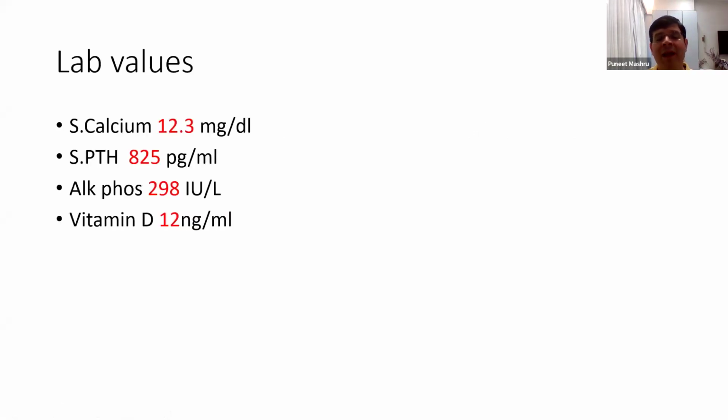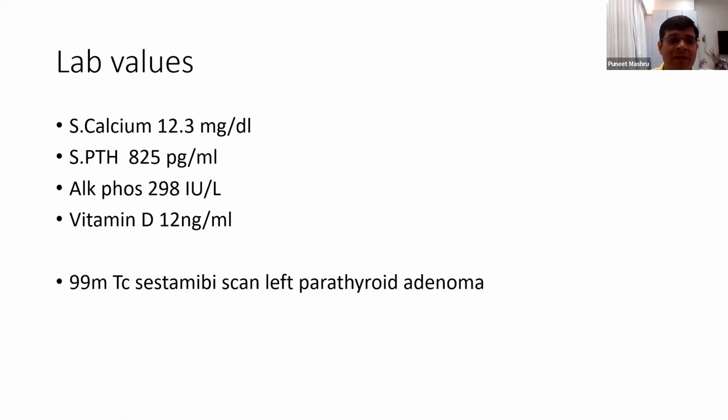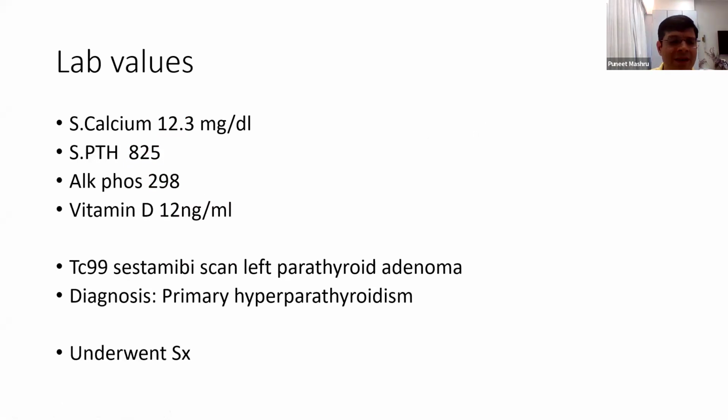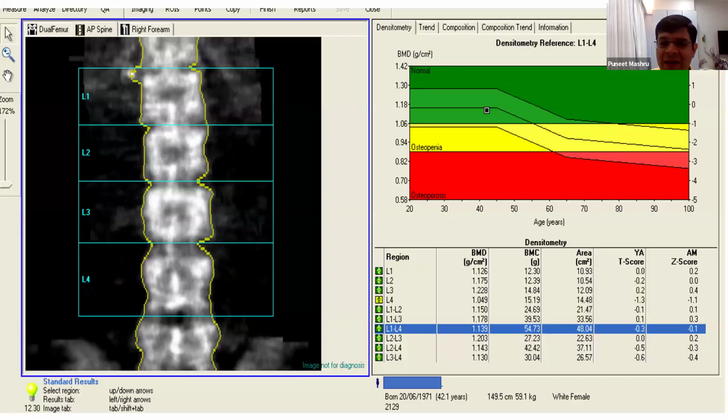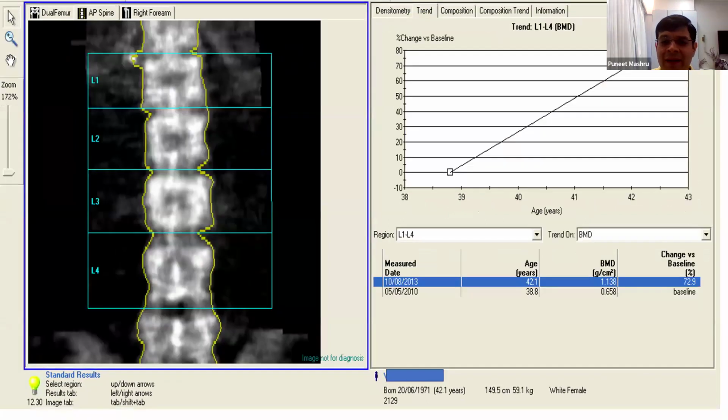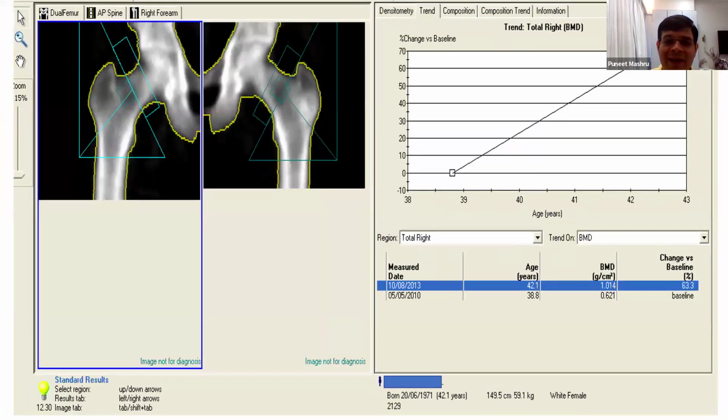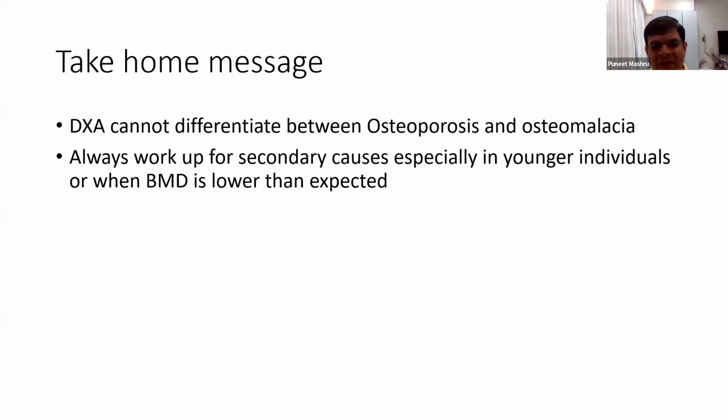But we evaluated, and the calciums were very high, PTH was very high, vitamin D low. So she had a left parathyroid adenoma, which we confirmed with a technetium sestamibi scan. And she underwent a surgery, and just by treating that, her bone density normalized at the spine and the hip. So a dramatic 70% improvement at the spine and over 60% improvement at the hip. So the take-home message is that a DEXA scan cannot differentiate between osteoporosis and osteomalacia.